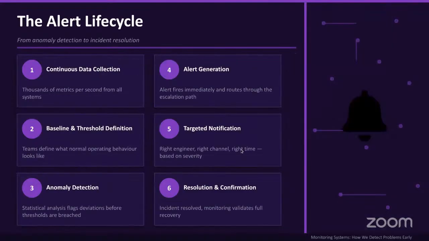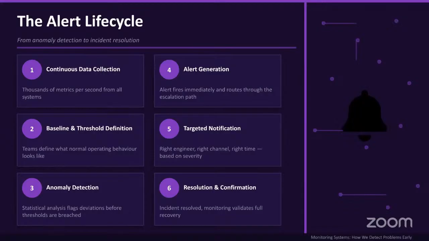So we also have the alert life cycle. Let me show you how monitoring works step by step. The first one, the systems collect data continuously. Then we define what normal looks like. If something goes outside that normal range, it is detected as a problem.